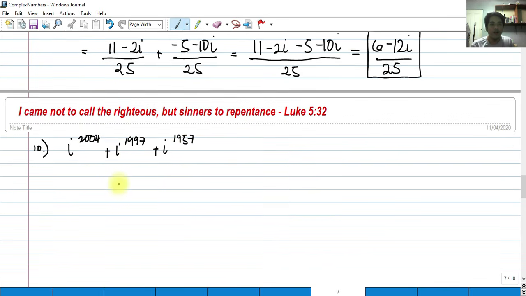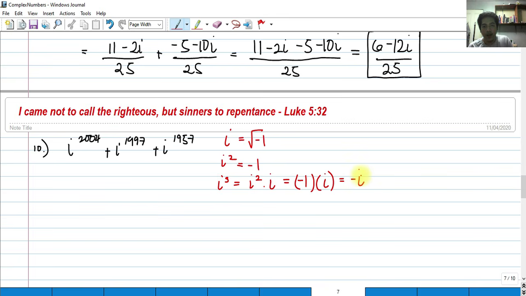So how do we evaluate this? If we encounter complex numbers raised to such a huge exponent, you're going to recall that i is equal to square root of negative 1. We have i squared is equal to negative 1. I cubed, how do we evaluate that? That's equivalent to i squared multiplied by i. But i squared is equal to negative 1, then we have times i, and that is equivalent to negative i.